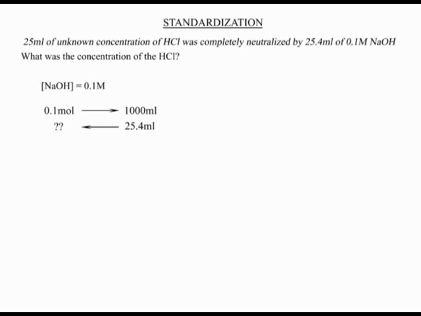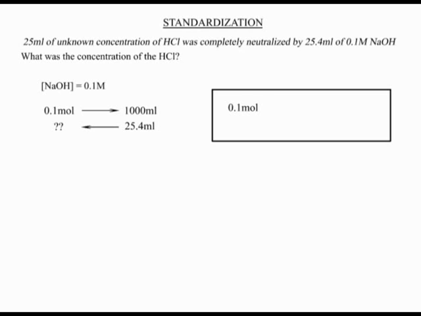So we work out as usual. 0.1 moles times 25.4 milliliters over 1000 milliliters. The milliliters cancel out and we remain with 0.00254 moles. And so 25.4 milliliters of 0.1 molar sodium hydroxide contains 0.00254 moles. This number of moles reacted with a certain number of moles of hydrochloric acid.